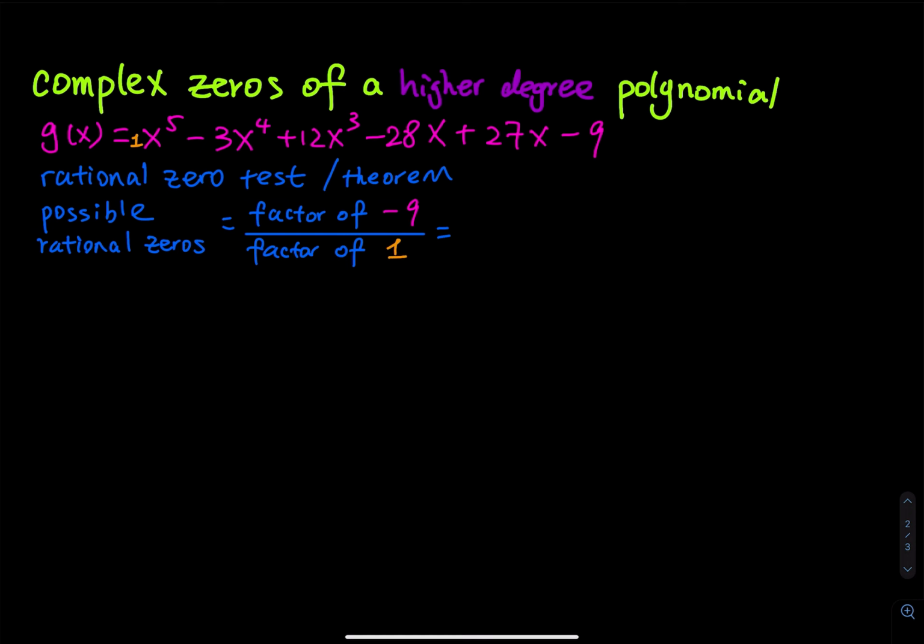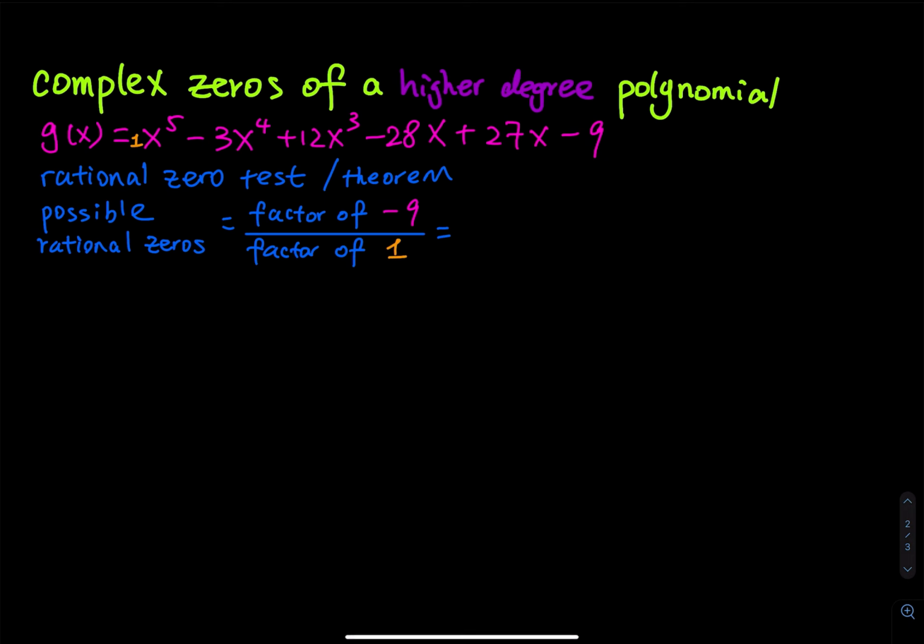I would like to use the rational zero test, or rational zero theorem. The first step is finding all the possible rational zeros. So we set up a fraction. On the top, we are looking for the factors of the constant value, which is -9. If this is a +9, then this is a +9.